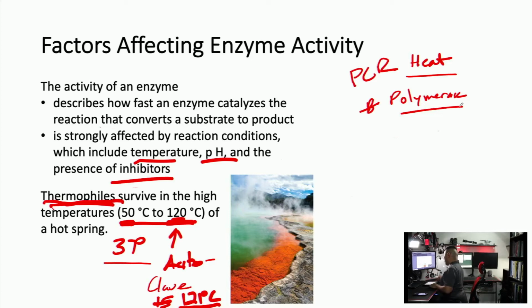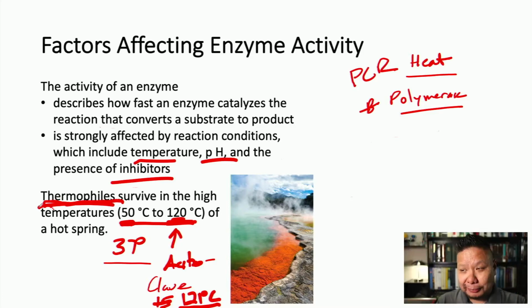Well, Kerry Mullis figured this out: we need to find a polymerase that can be activated and inactivated using heat, or temperature is what I mean. And there are extreme thermophile bacteria. One specifically is called Thermus aquaticus.